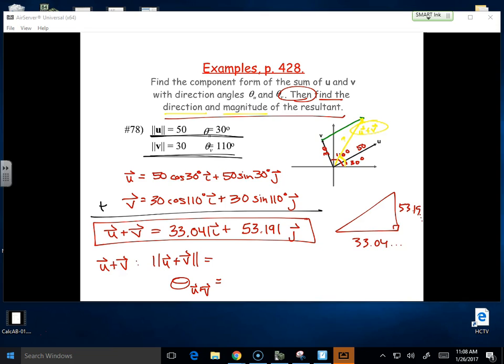And as one person or two people are doing that, how do we find theta? Look at your formula. Yeah, tangent inverse of, use the full decimal, 53.19 dot dot dot over 33.04 dot dot dot.